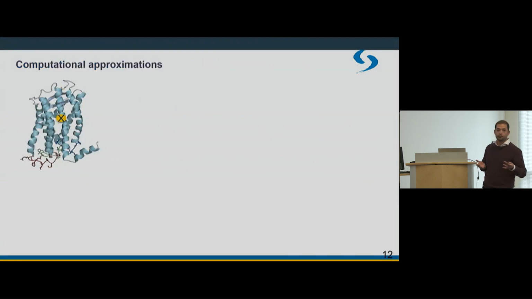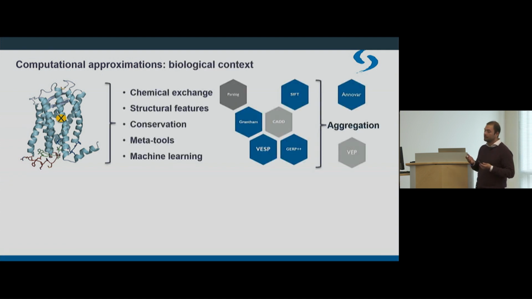Computational approximations can be summarized in two main categories. The ones that address the biological context, that means conservation, structural features, and domains involved, and here are most of the scores that we know. These scores are usually aggregated on tools like ANNOVAR or VEP, that I'm sure most of you will know.